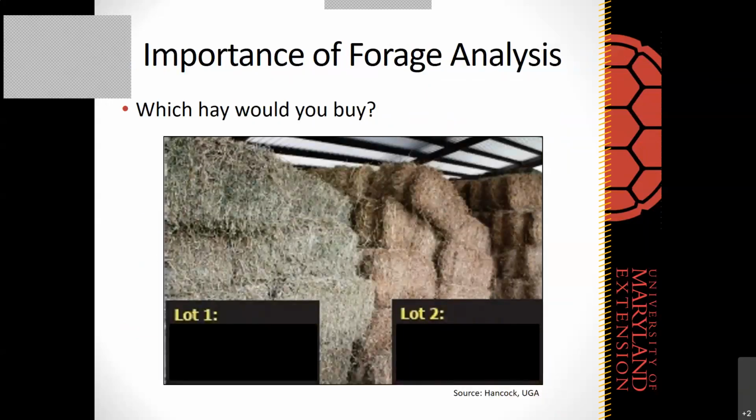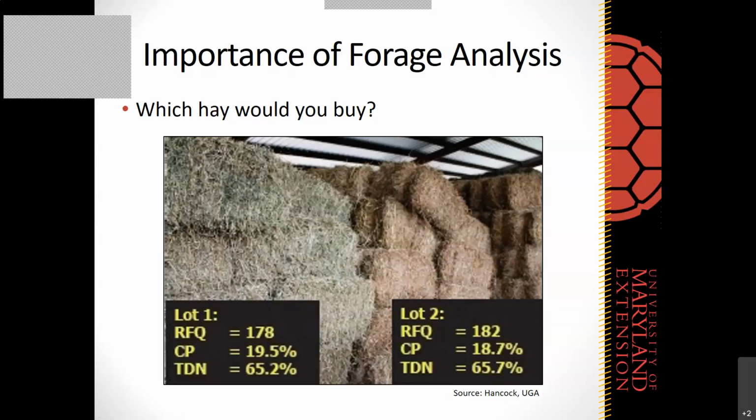So I always like to ask people, and I apologize that this picture is a little bit blurry, but looking at this picture, which of these hays would you buy? If you want to, go ahead and type an answer in the chat box. Feel free. But I think we can all agree, looking at these two different lots of hay, that most people would probably choose lot one on the left, right? Visually, it's a little bit more appealing. We would like to think the nice bright green color means that it has higher forage quality for our animals.